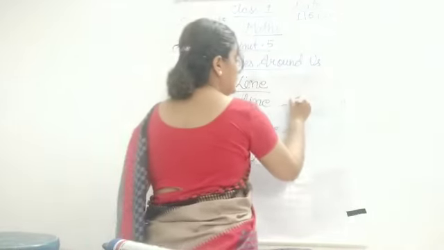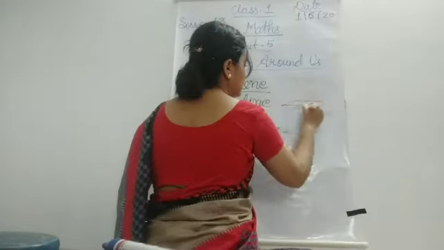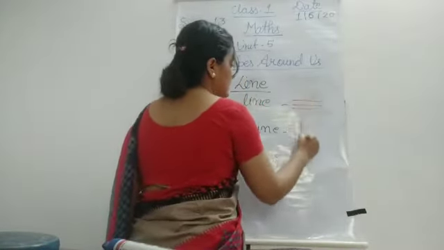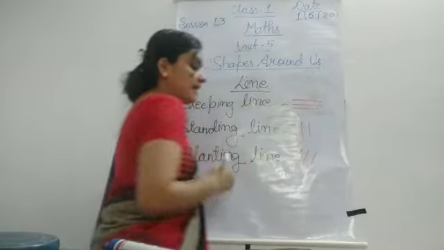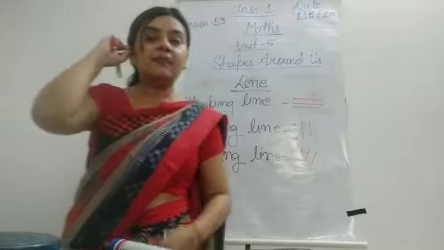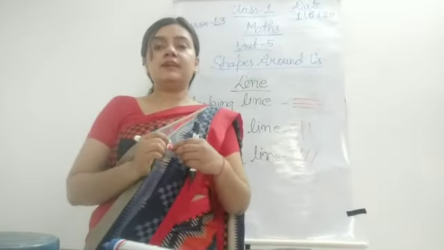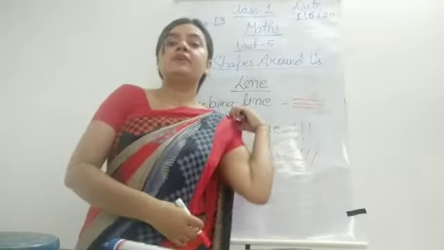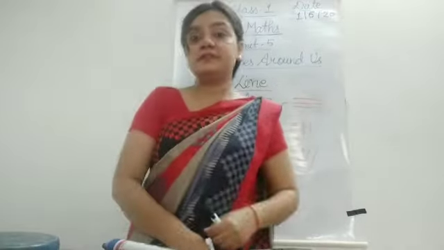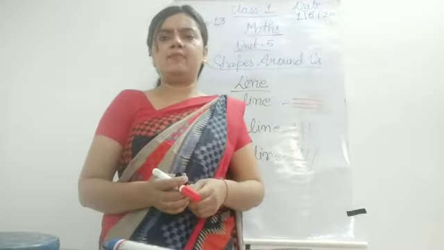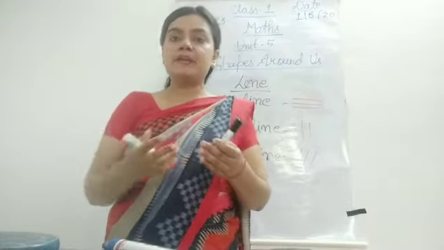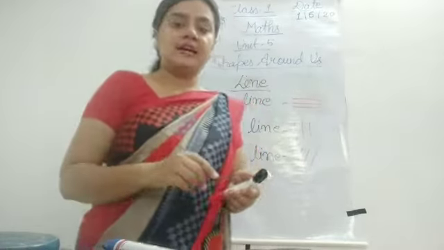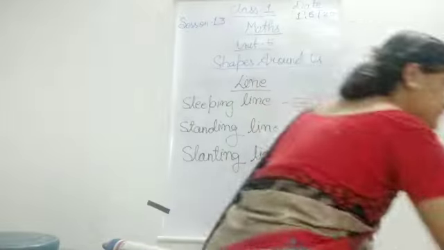These are the sleeping lines. These are the standing lines. And these are the slanting lines. With the help of these lines only, we are making our numbers. Many numbers are there. With the help of sleeping line, standing line and slanting line, we are forming many numbers.